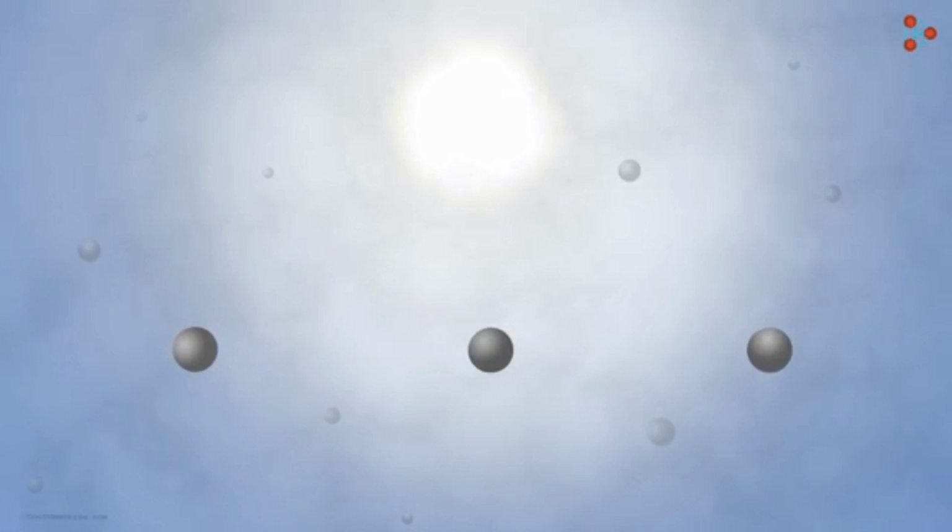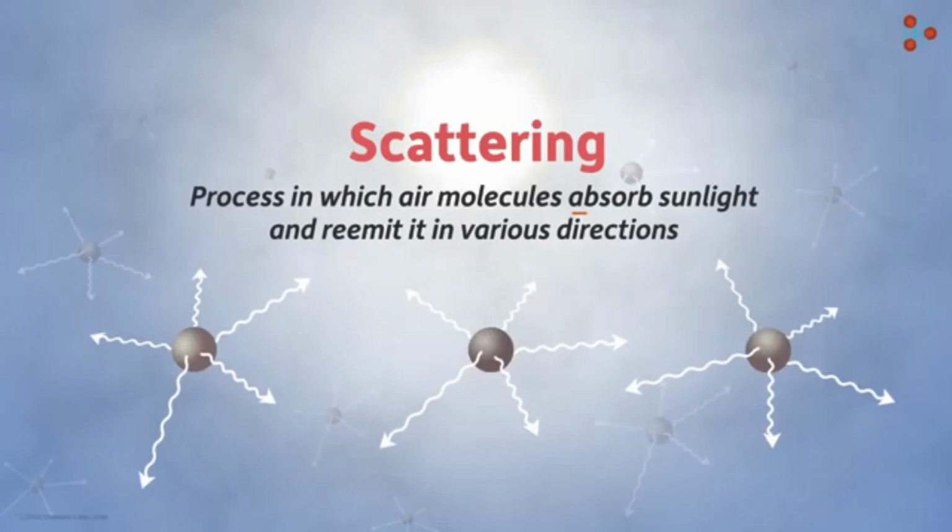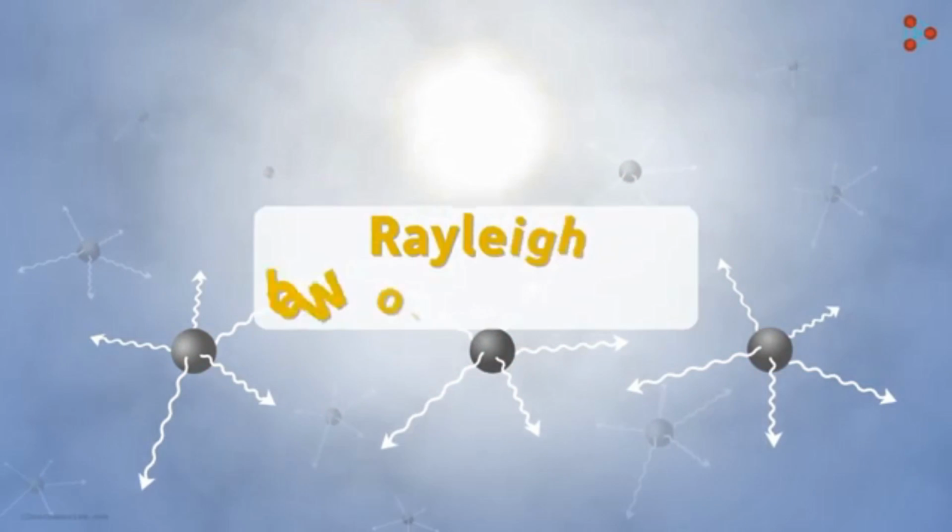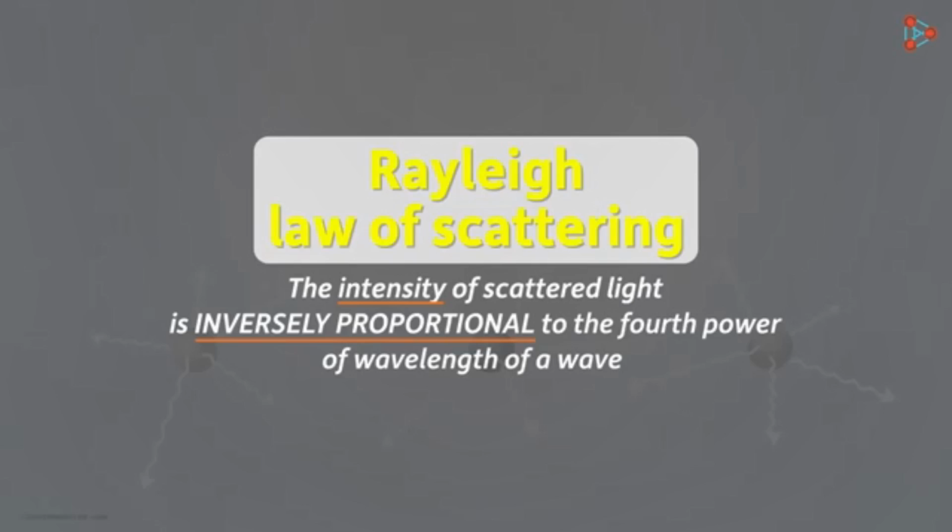When sunlight strikes these molecules, it gets scattered. Scattering is a process in which the light is absorbed by the atoms and re-emitted back in various directions. However, not all the light is scattered equally. The amount of light that will be scattered is given by the Rayleigh law of scattering. It says that the amount of scattered light or the intensity of the scattered light is inversely proportional to the fourth power of the wavelength of a wave.